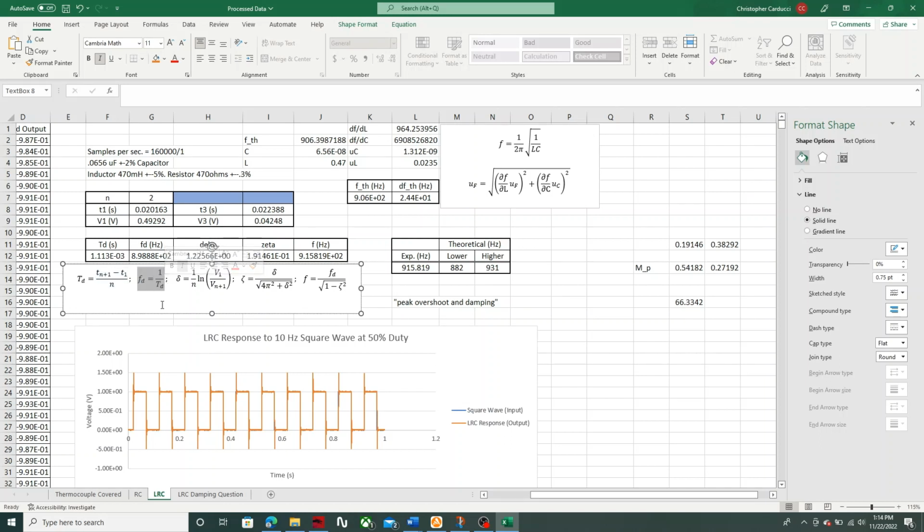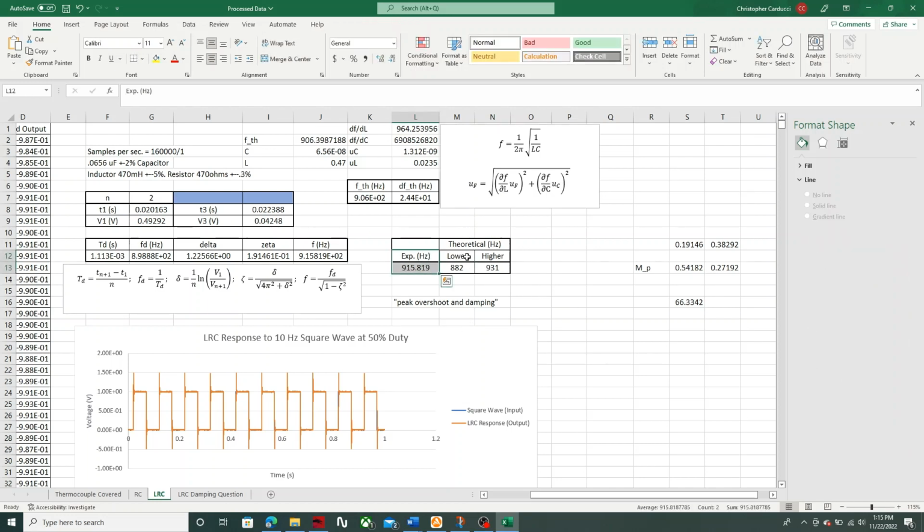Here's your ringing frequency, by the way. Here is your delta, your logarithmic decrement, I think is what it's called. And then here's your zeta. So this is your damping factor, damping ratio, just damping. And then here is your natural frequency. To find the natural frequency theoretically for an LRC circuit, it is given by this equation. Once again, you're going to have to find the uncertainty using RSS. Sorry, but also not sorry.